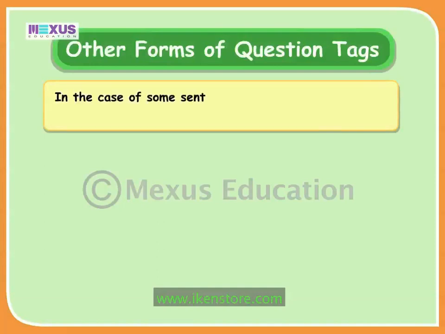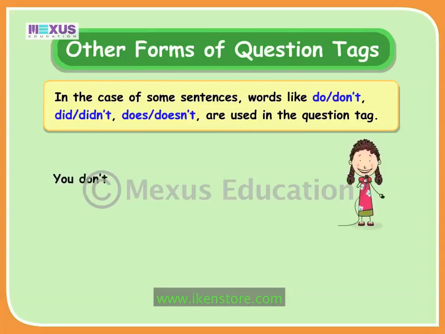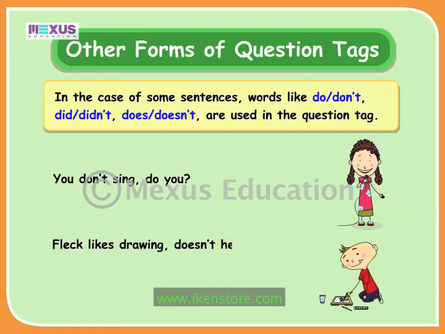In the case of some sentences, words like do or don't, did or didn't, does or doesn't are used in the question tag. Look at these examples. You don't sing, do you? Fleck likes drawing, doesn't he?